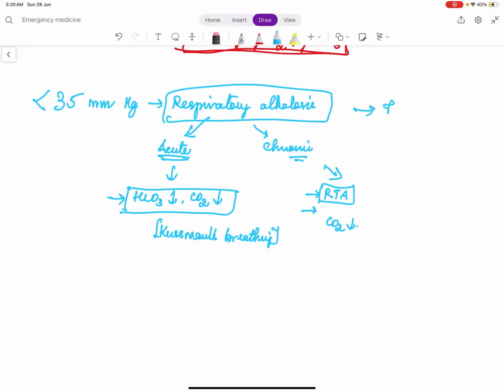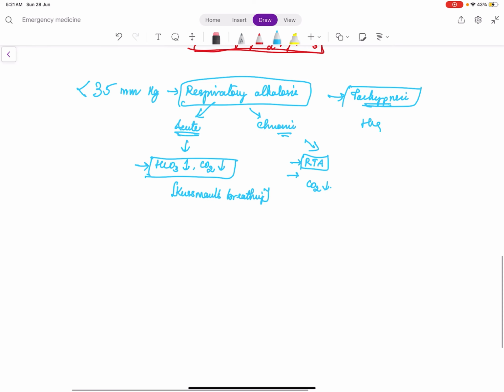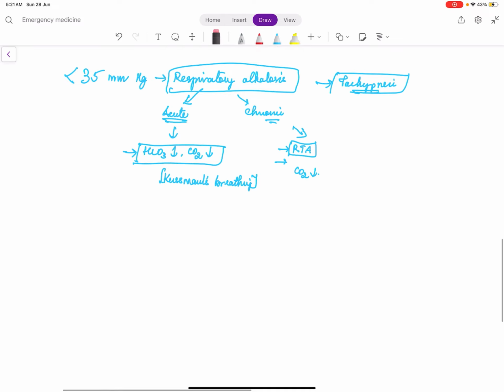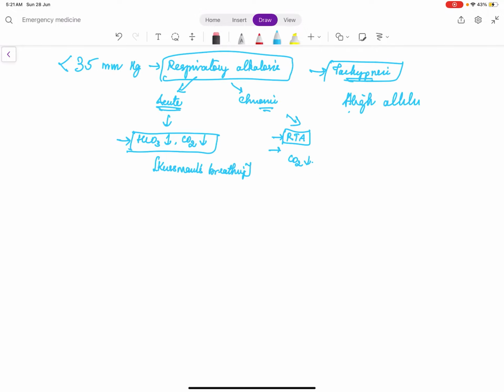In respiratory acidosis, I told you something is reducing ventilation, so patient's respiratory drive is lost and respiratory rate will be low. Whereas in respiratory alkalosis, especially acute respiratory alkalosis, patients will be tachypnic to exhale. Okay. This is high altitude. So these are some common examples for respiratory alkalosis.